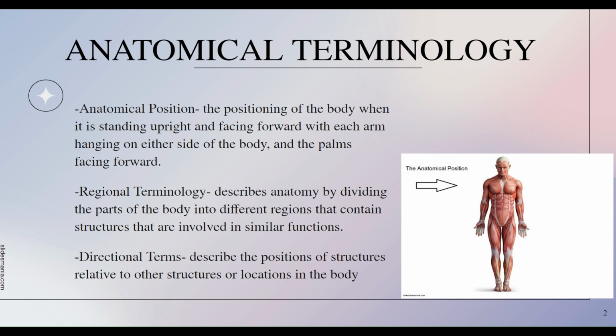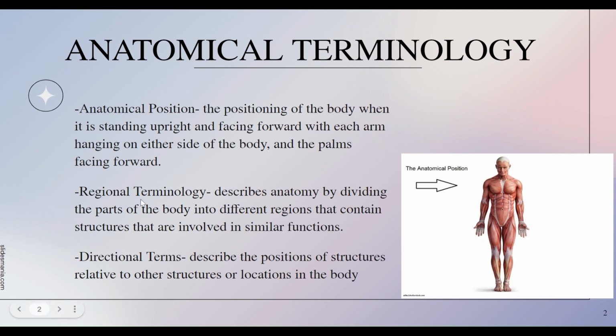So starting with anatomical position, it's just what you see right here, right? It is just the positioning of the body when it's upright and facing forward. The arms are hanging on the sides of the body, and the palms are facing forward, so just what you see right here, right? Palms forward, arms at the side. And so this is anatomical position. You'll see this a lot when you're looking at animations and illustrations, right?